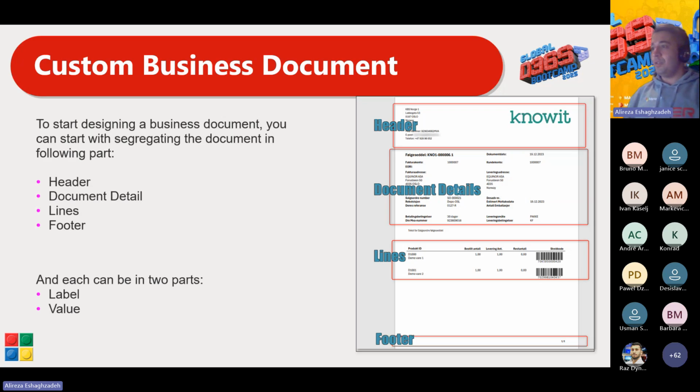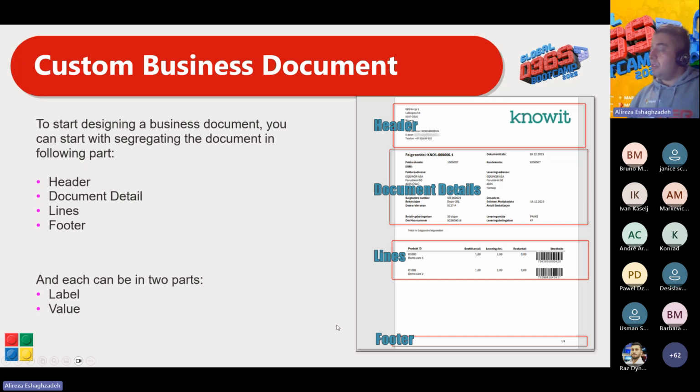to see the document. So I just divide it into four levels: header, document details, lines, and footers. And then you can define everything here on two levels also, labels and values. For example, when it comes to the line, you can define a product label, which is the label of the header of the product, and the values.